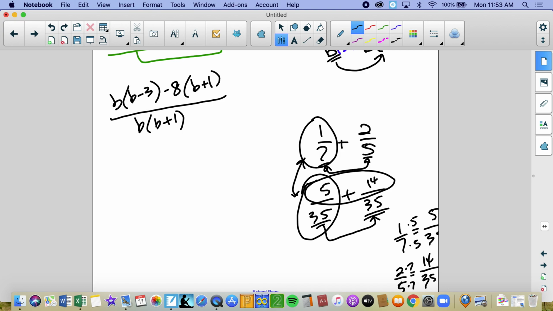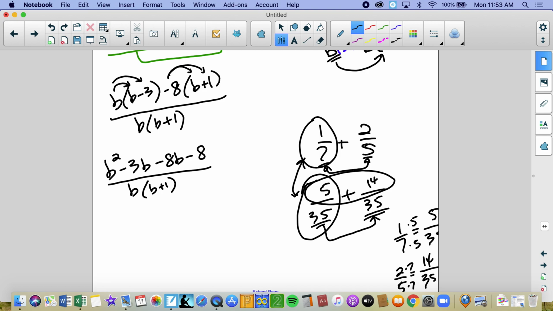Now let's simplify that numerator. We're going to multiply b times b and b times negative 3. b times b is b squared minus 3b. And now we're going to distribute the negative 8 to the b and the positive 1. Negative 8b minus 8 all over b times the quantity b plus 1. We can simplify. We have two like terms here. b squared minus 11b minus 8 over b times the quantity b plus 1.